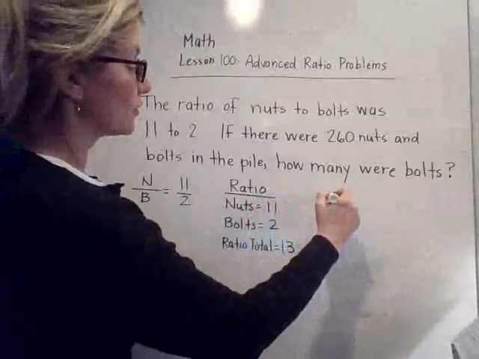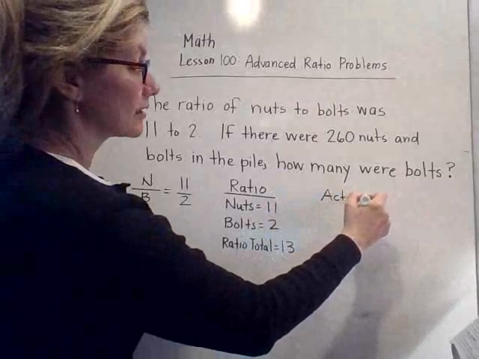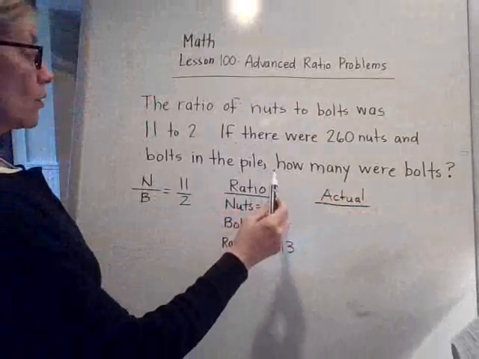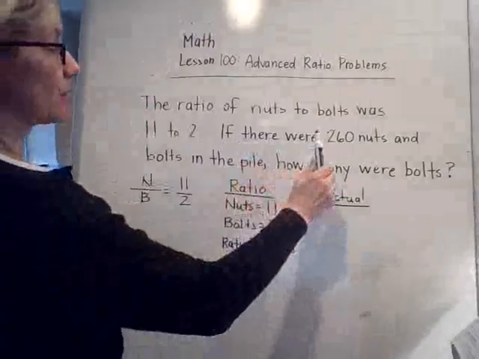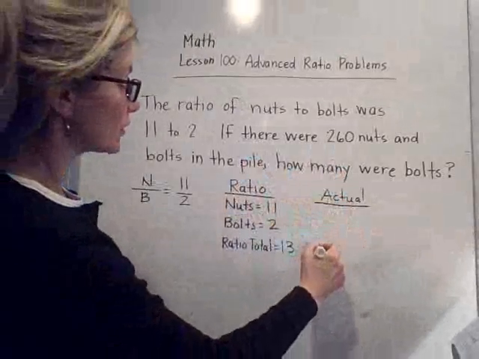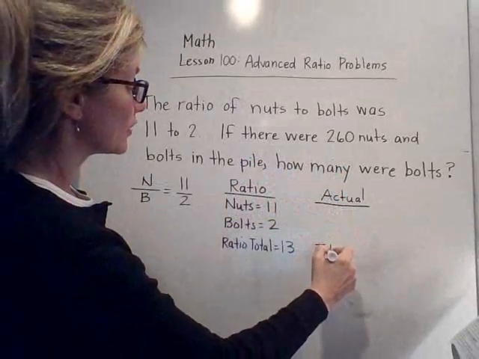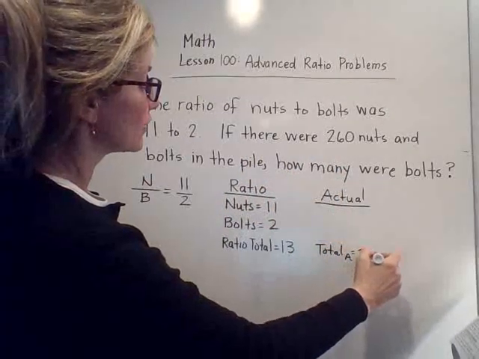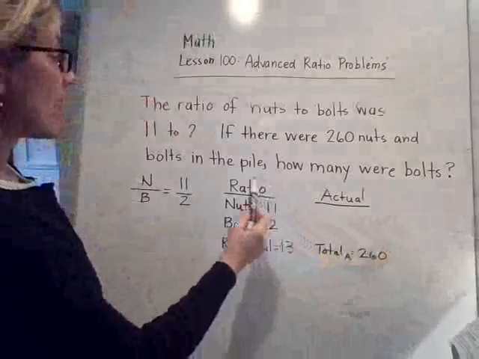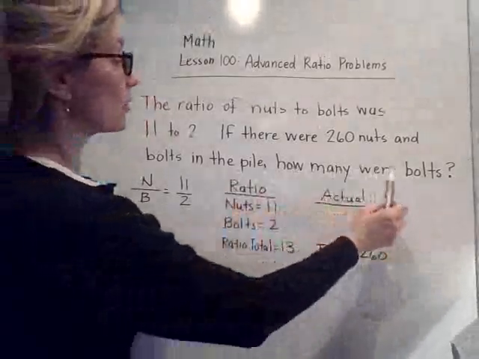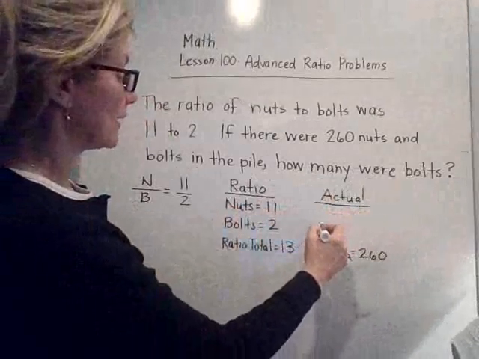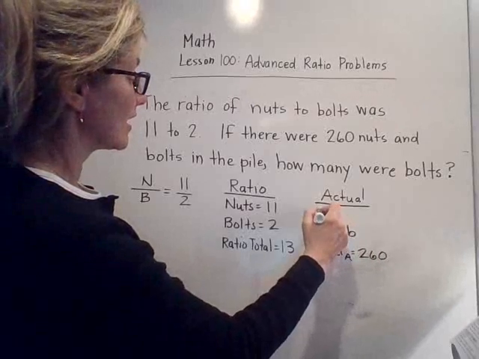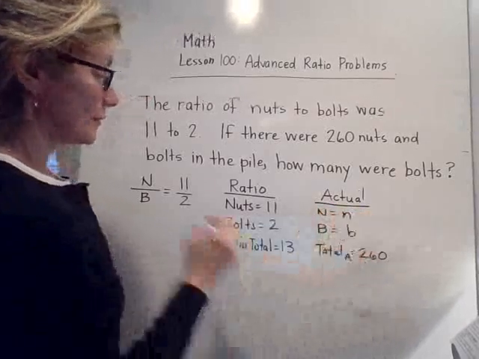Now let's come over here to the actual totals. And we see that if there were 260 nuts and bolts, so the actual total, we'll just put an A, so we know it's actual, is 260. And we're being asked to find out how many were bolts. So B, this is what we're trying to find out. So we'll just say B, and nuts would be N.